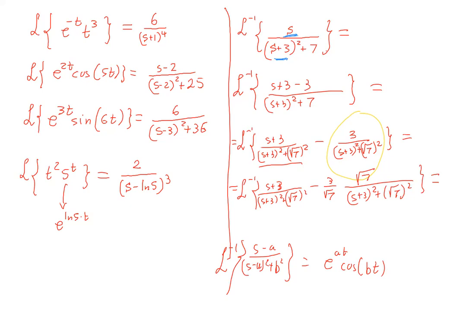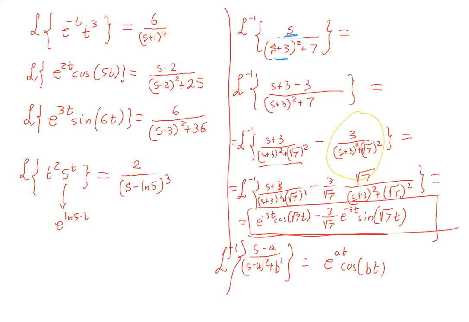And the answer will be e to the negative 3t cosine of square root of 7t, minus 3 over square root of 7 times e to the negative 3t sine of square root of 7t. There you go. This is really cool.